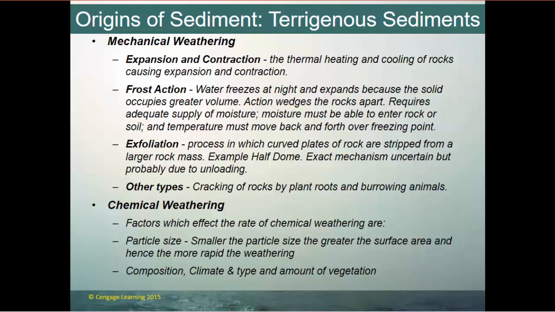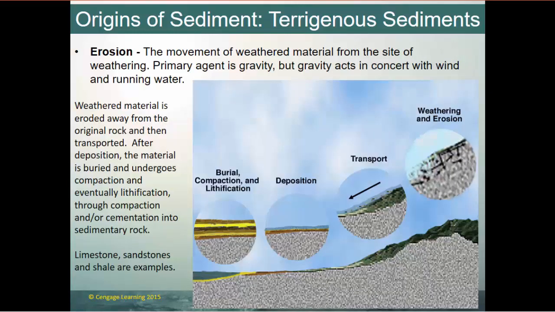There's chemical weathering, which we talked about. Factors which affect the rate of chemical weathering are the particle size: the smaller the size, the greater the surface, and hence more rapid weathering. Composition, the climate, and different types of vegetation also help to enhance chemical weathering.